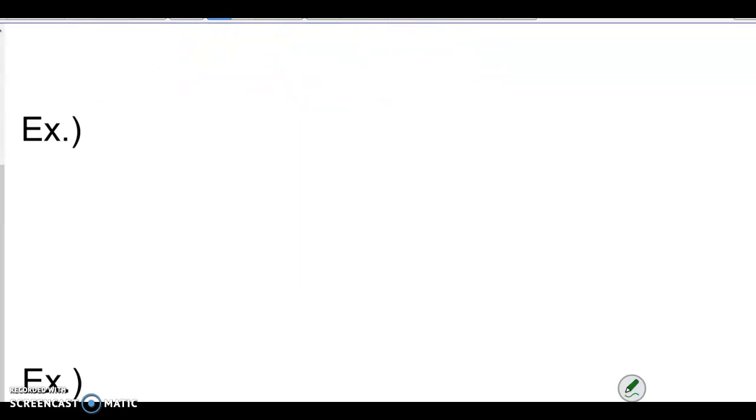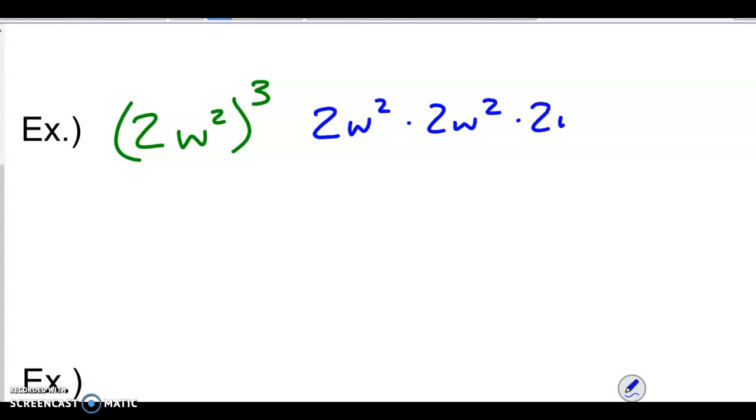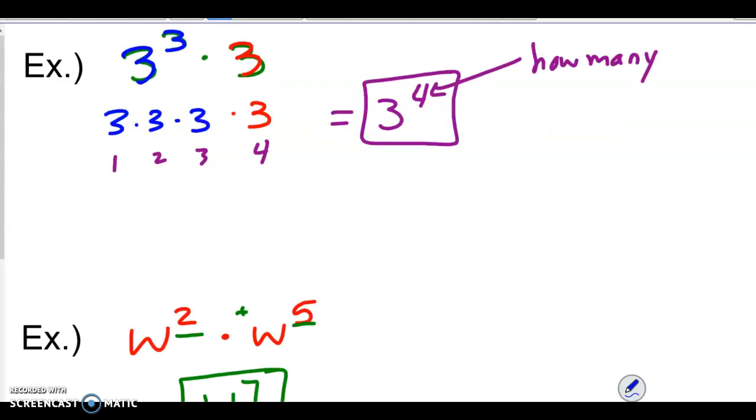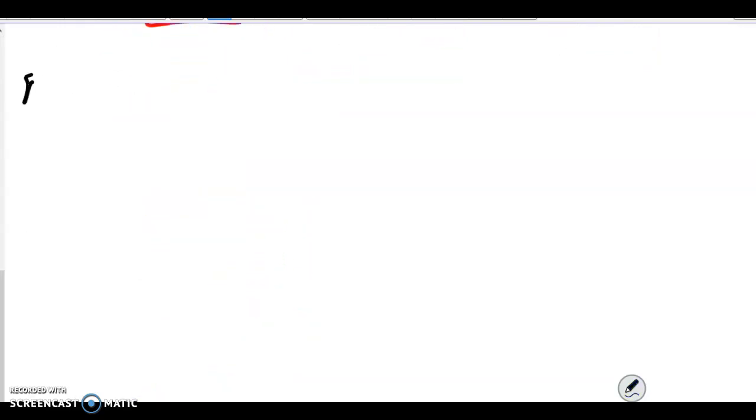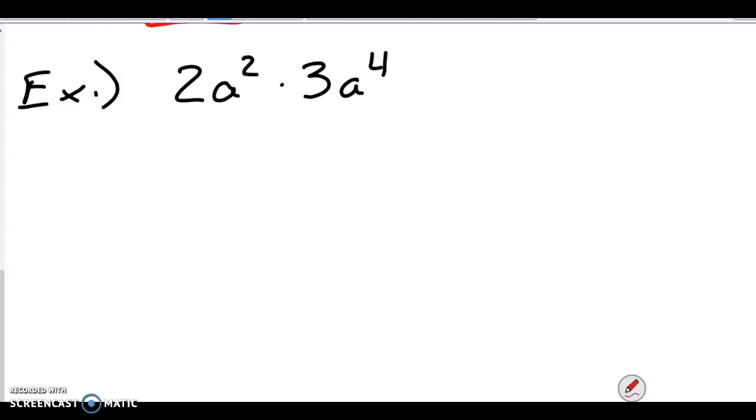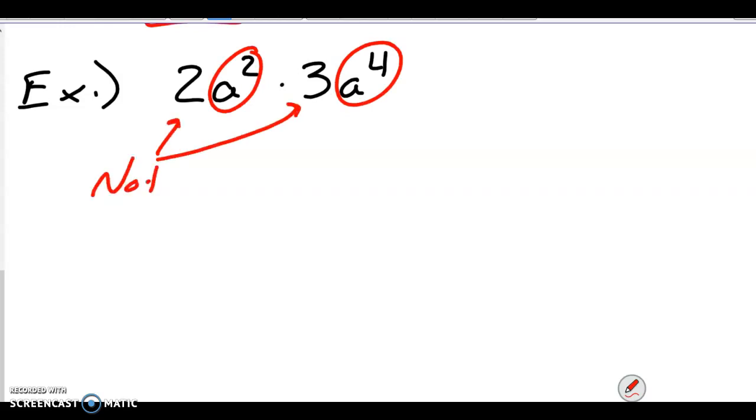All right. So now if you have like 2w squared to the third, here's where you need to be careful. Okay, if you have like a number in front, a coefficient involved, that's part of what you're squaring. Okay, you'd have 2w squared times 2w squared times 2w squared. Let's look at this other example here for a second. Okay, so if I have this situation with my first rule, if I have like a 2a squared times 3a to the fourth, well, the rule about the exponents, the 2 and the 3 are not part of your base.